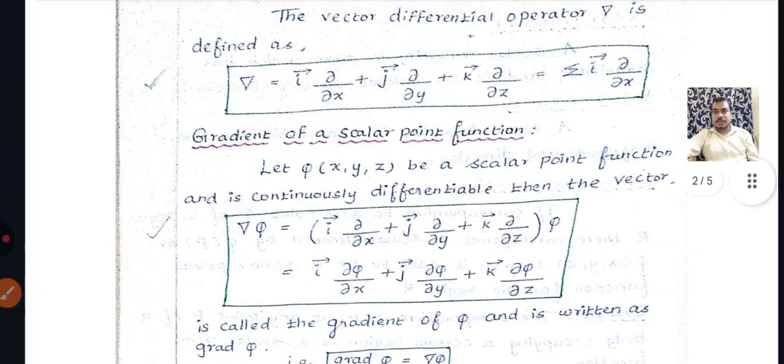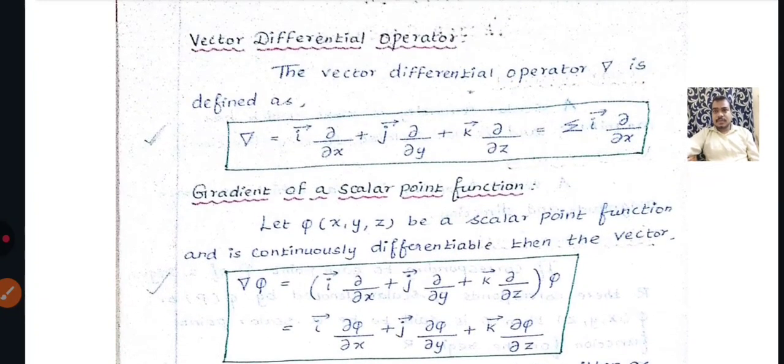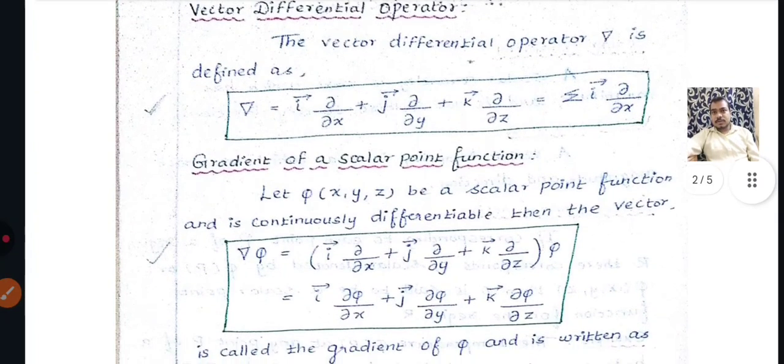Next we have to see the vector differential operator. The vector differential operator del is defined as del equal to i vector into dou by dou x plus j vector into dou by dou y plus k vector into dou by dou z, that is equivalent to summation of i into dou by dou x.